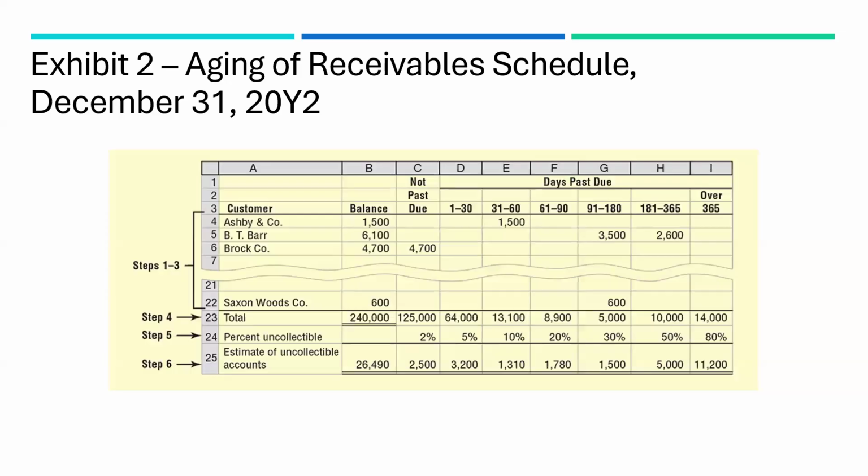We have a total receivables balance of $240,000, and we have not past due, 1 to 30 days. And as you can see, the percent uncollectible for each of these buckets is different. If a receivable is over a year old, 80% of it is deemed uncollectible, so only 20% is what we'd think that we would collect. And those percentages can be adjusted, of course, based on the history of the company, how collectible accounts have been in the past.